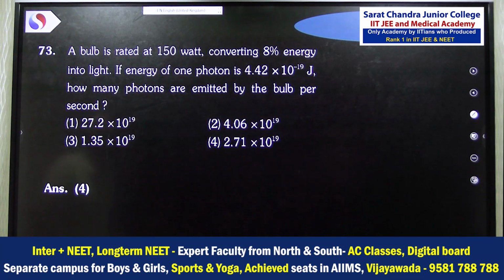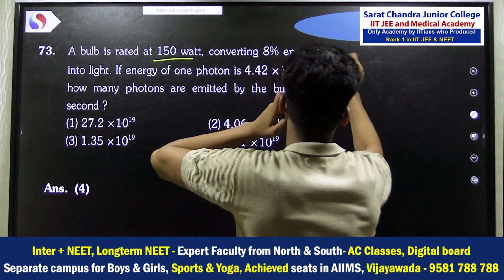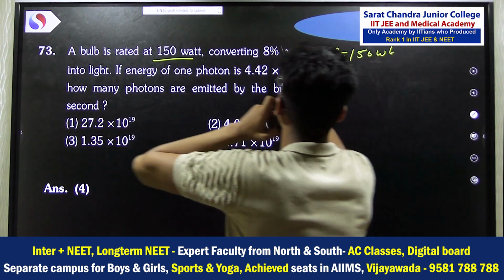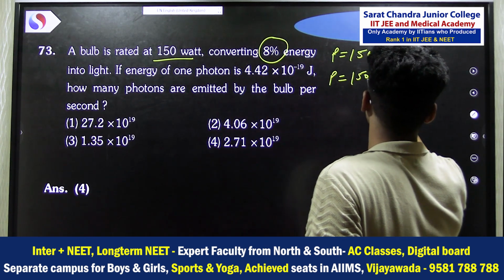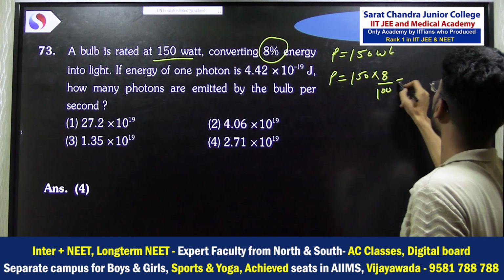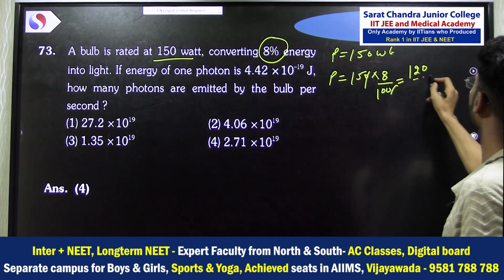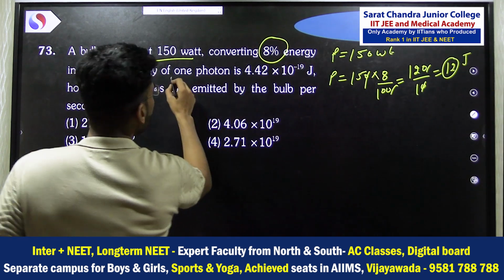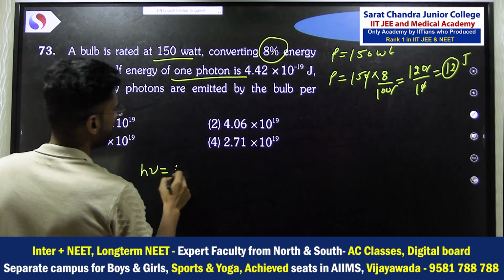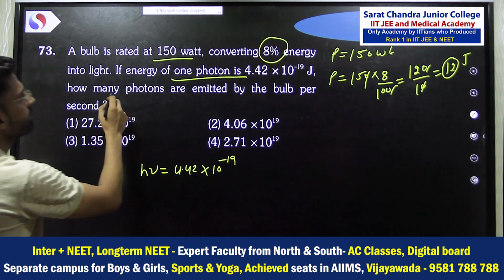In this question, what is given? A bulb is rated at 150 watt. This means the power is given as 150 watt and its efficiency is 8% only. So I can simply say 150 into 8 divided by 100, that is 15 into 8, which is 120, the zeros cancel, divided by 10, that is equal to 12 joules of power. The energy of one photon is given, h nu, as 4.42 into 10 raised to power minus 19. How many photons are emitted?